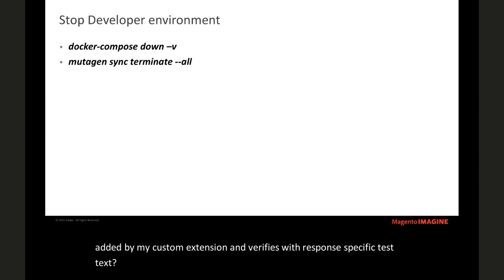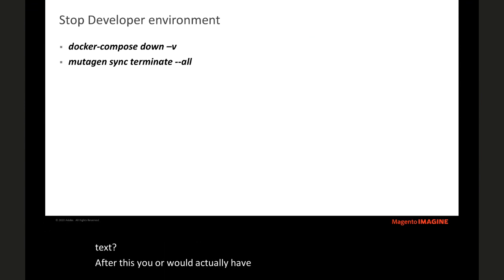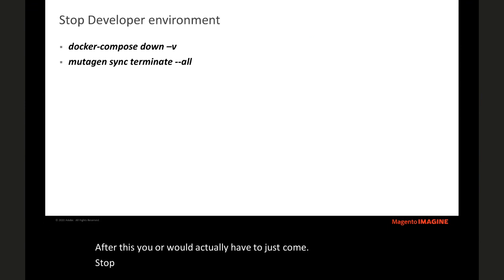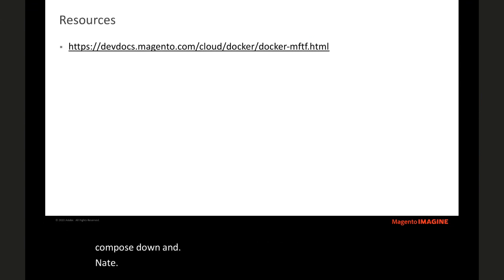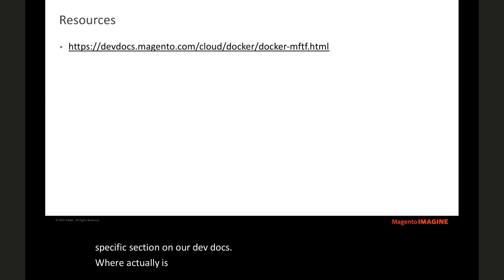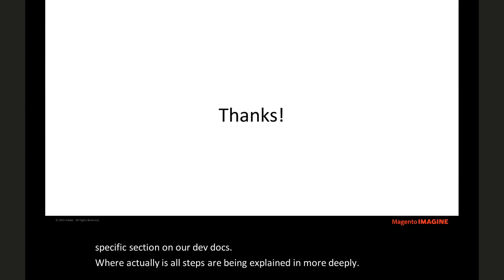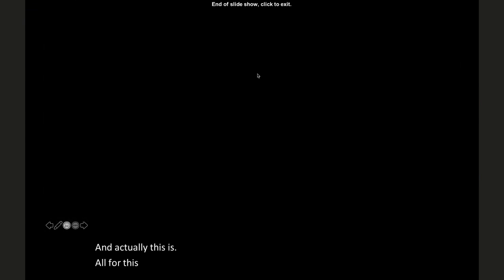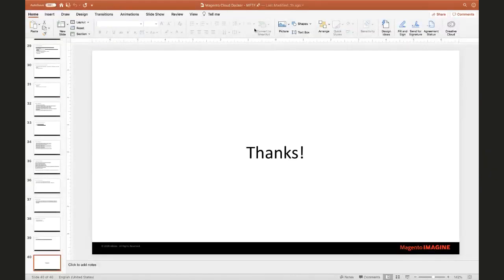After this, you just have to stop your running instances. This can be done with Docker compose down and Mutagen sync terminate. There are some specific resources around Docker MFTF. We have a specific section in our dev docs where those steps are explained more deeply. And this is all for this lab session. So yeah, do you have any questions?